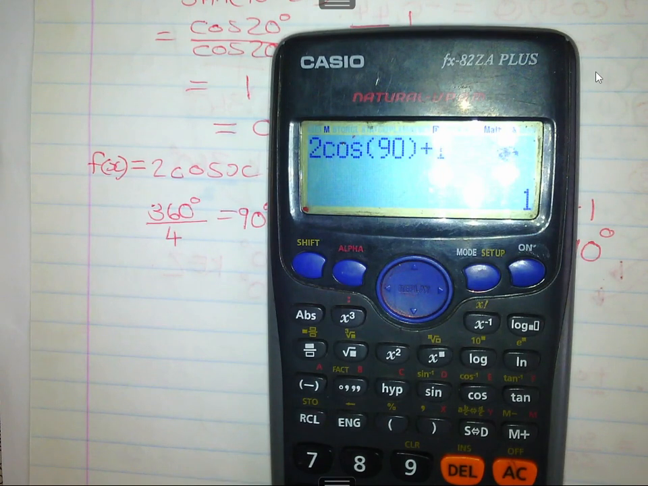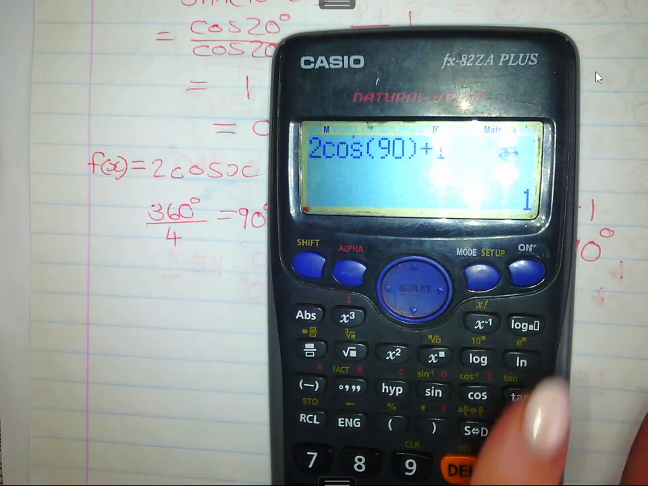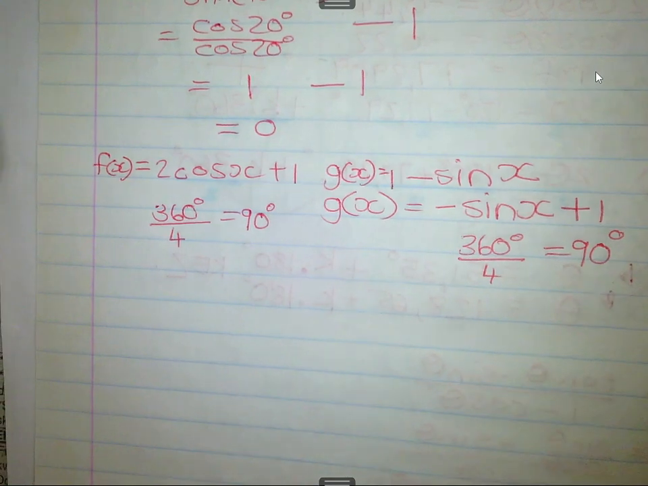So those are the values that you would substitute into them both, and then you just calculate it.